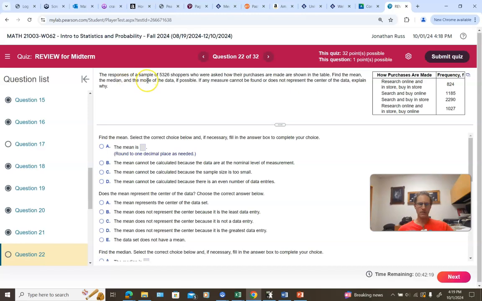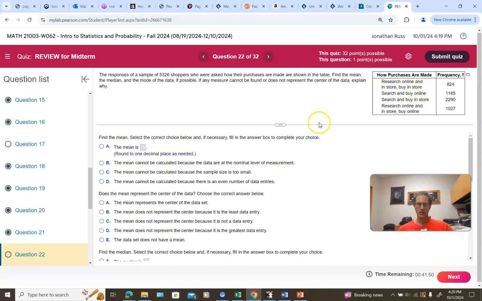Alright, so this one says the responses of a sample of 5,326 shoppers who were asked how their purchases are made are shown in the table. Find the mean, the median, and the mode of the data if possible. If any measure cannot be found or does not represent the center of the data, explain why. Oops. Well, here is the table right here, guys.